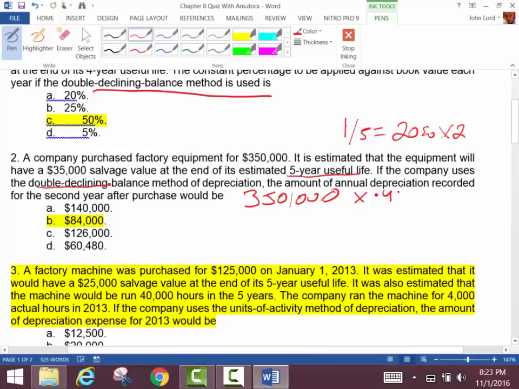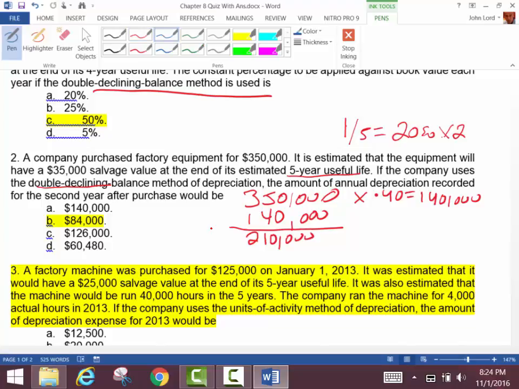Times 0.4 gives me how much for year 1? 140,000? Okay, good. What do you want me to do with that? You want me to take that 140 off of the previous year's balance? 140,000. That gives me what? Remaining balance of 210,000. Okay, good. And that's now going to constitute my year 2 base, isn't it?